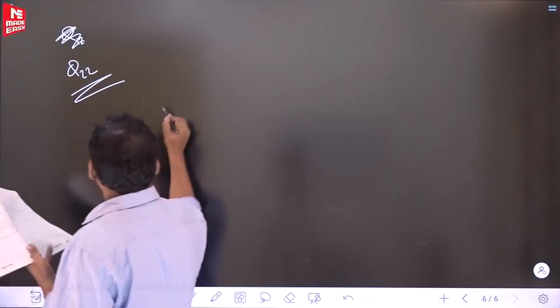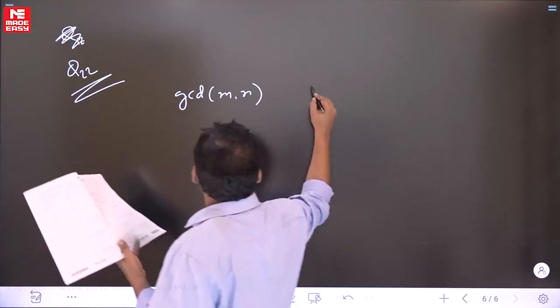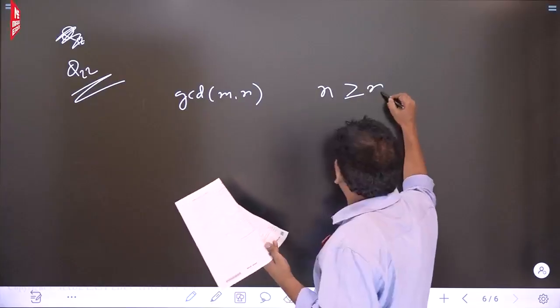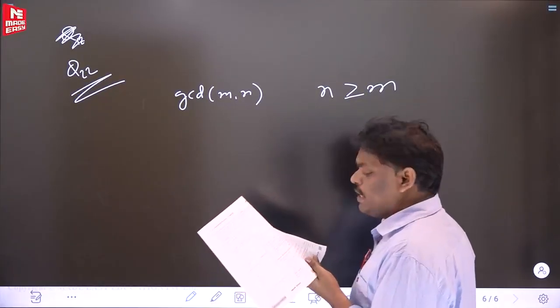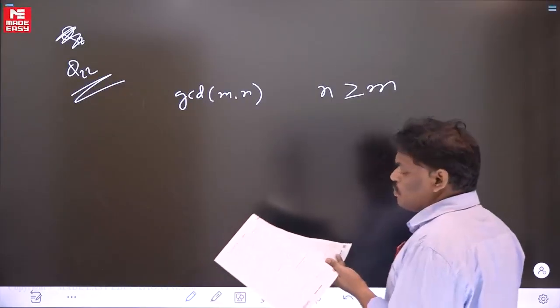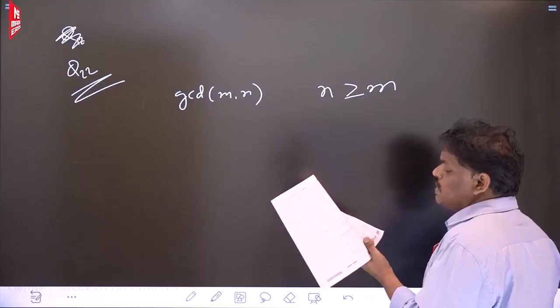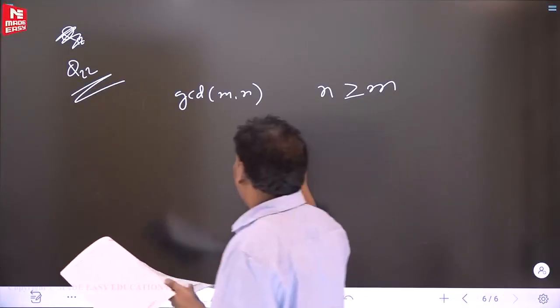Question number 22. GCD of m comma n, where n is greater than or equal to m. That is the given one. Then they are asking, for this GCD program, how many function calls, how many recursive calls are made? This is there in your notes also. GCD of m comma n will take how many recursive calls? You know very well.